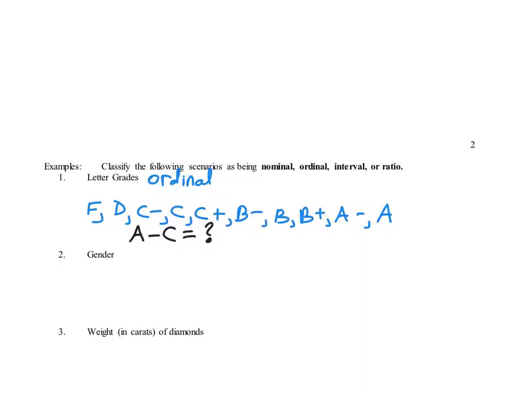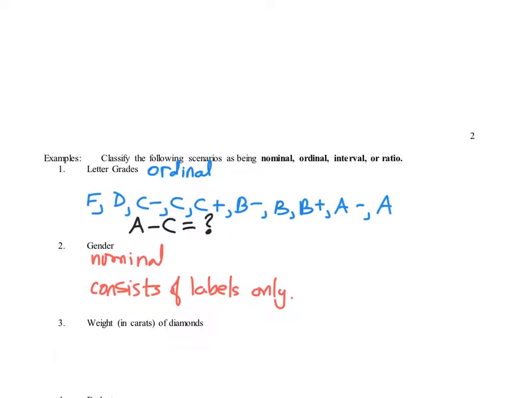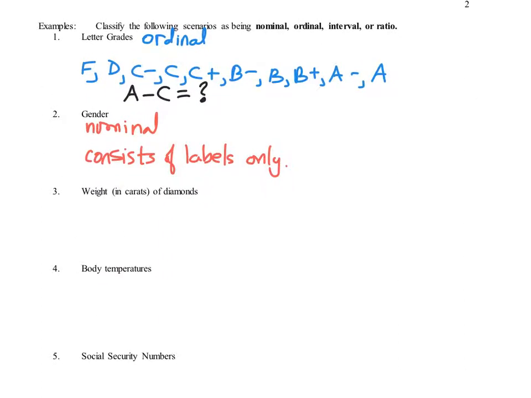nominal. All right, consists of labels only. All right, so you could get into the different types of gender, but it is a finite quantity, and they only represent labels with no one gender having more value than another. All right, at least in an ideal world, I guess. So weight in carats of diamonds.